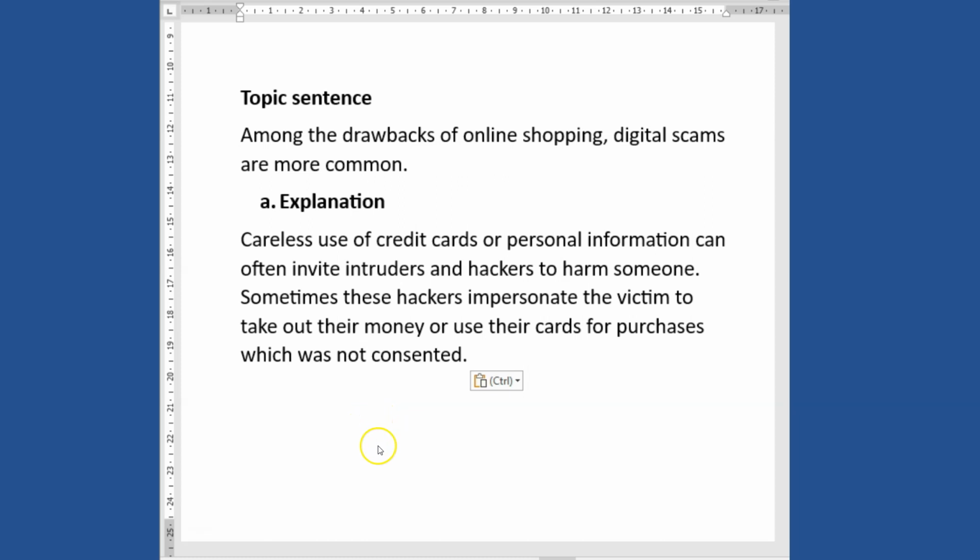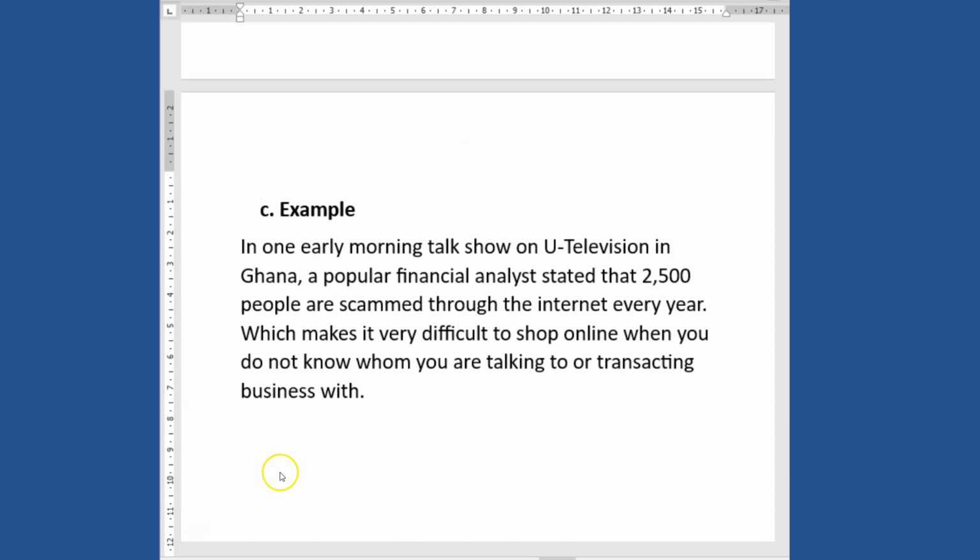consented. All right, so I explained the topic sentence, which stated that among the drawbacks of online shopping, digital scams are more common. So after explaining, the next thing to do is to give an example. All right, so this is the example stated. In one early morning talk show on UTV in Ghana, a popular financial analyst stated that 2,500 people are scammed through the internet every year, which makes it very difficult to shop online when you don't know whom you are talking to or transacting business with.